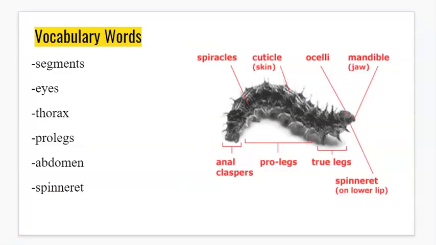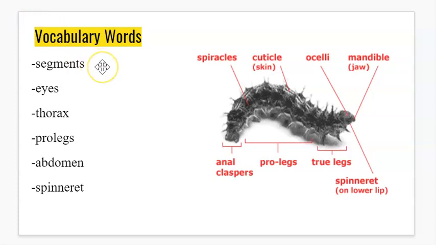Let's go over some of the vocabulary words, which are different parts of the body of a caterpillar. I'm going to say the word and you're going to repeat after me. Segments, eyes, thorax, prolegs, abdomen, and spinneret. Let's take a look at these vocabulary words, since these are all new.